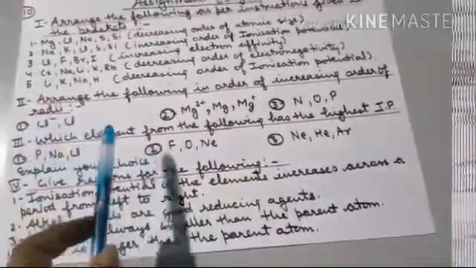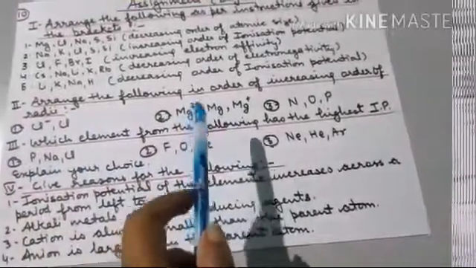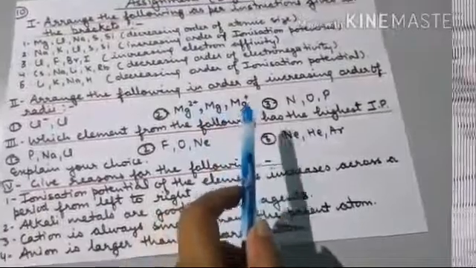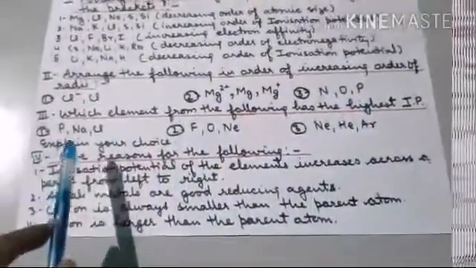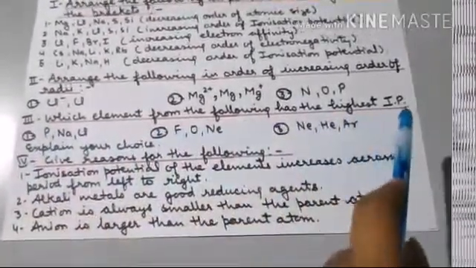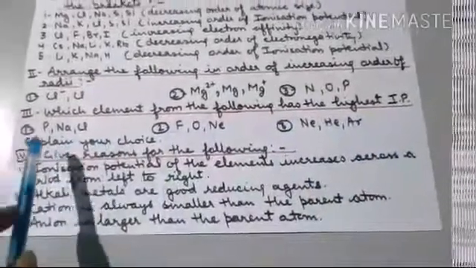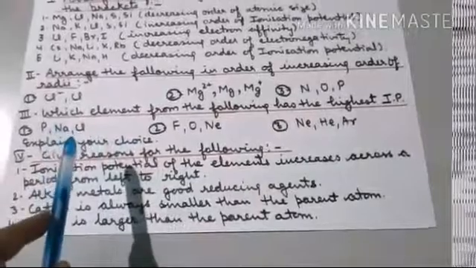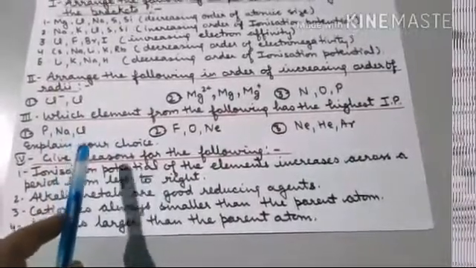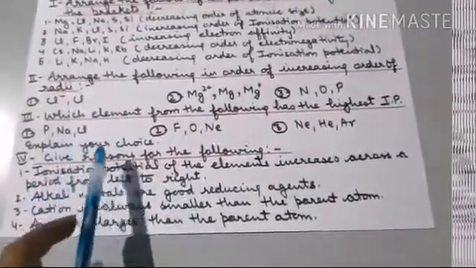Chloride ion, chlorine atom, magnesium 2 positive, magnesium and magnesium 1 positive. Third is nitrogen, oxygen, phosphorus. Now the next question is, which element from the following has the highest ionization potential? These are the groups of elements and you have to tell which element has the highest ionization potential and why. So you have to explain your choice.